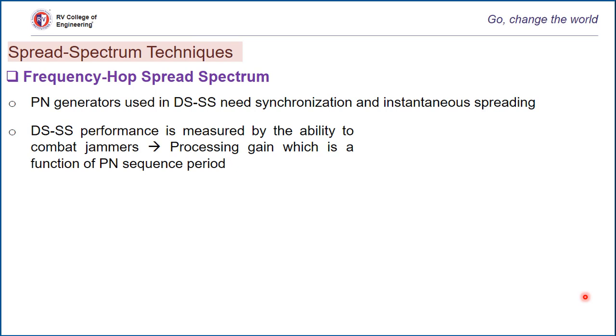The performance of direct sequence spread spectrum can be measured in terms of processing gain, which we will be dealing with in forthcoming videos. As of now, you can say that processing gain is a function of PN sequence period. The processing gain can be made larger by employing a PN sequence with narrow chip duration, which in turn permits a greater transmission bandwidth and more chips per bit.